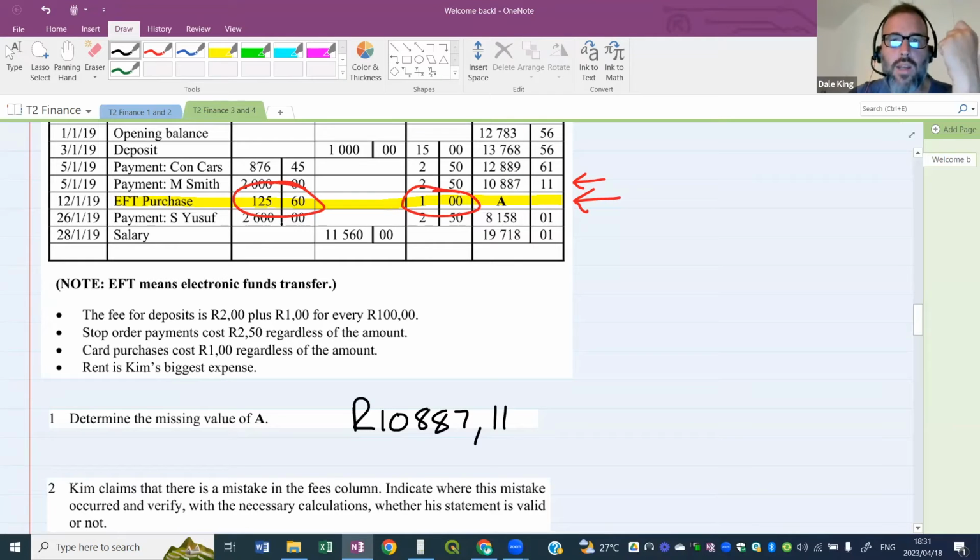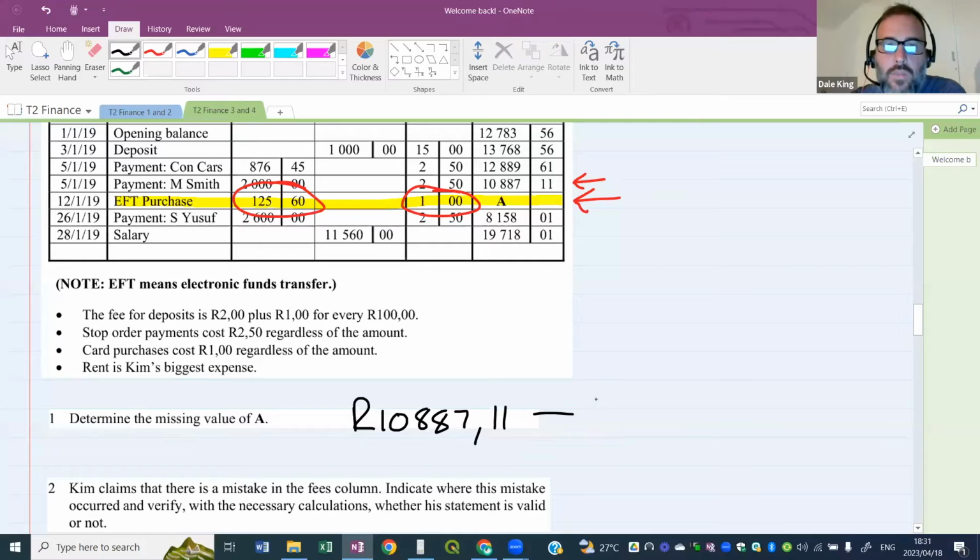You're paying, and so money comes out of your bank account. You're not only paying for the purchase value of the item, you're also paying a fee. So the purchase value of the item and the fee must come off your account. Okay, so what I'm going to do is subtract these values. So I'm putting a minus there.